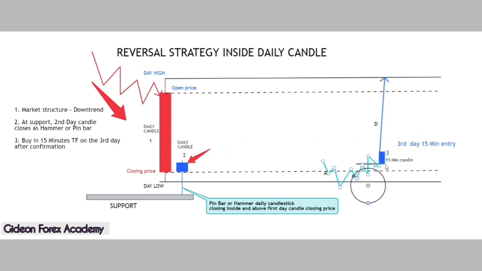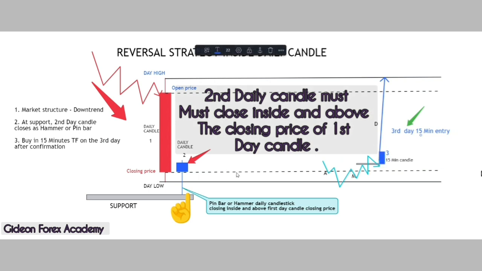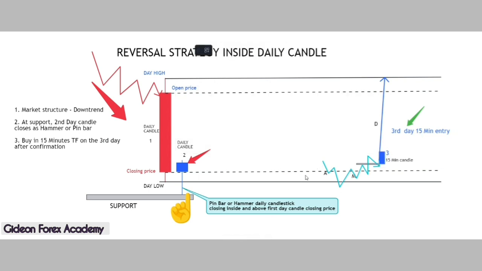You go to your 15 minutes time frame. On this 15 minutes time frame we are looking to enter on the third day. The second day candle closed inside the first day candle as a hammer or a pin bar. Because of the buy orders, there is that accumulation. And then after the accumulation, there is a manipulation. After the manipulation, we need to see a break above that area on the third day.